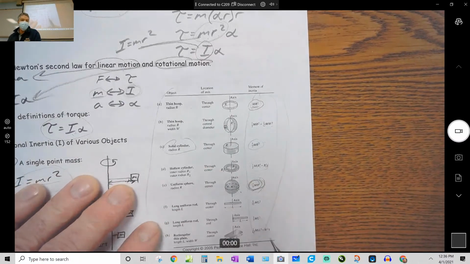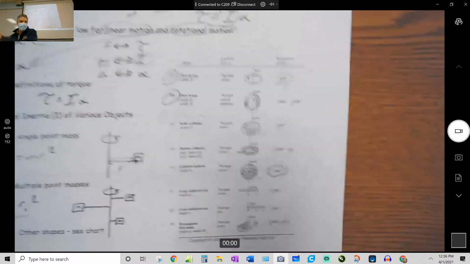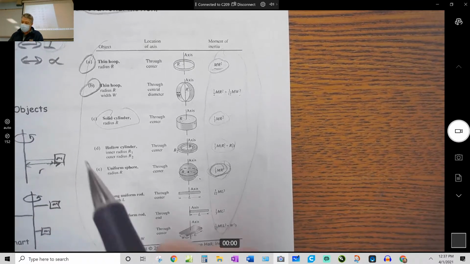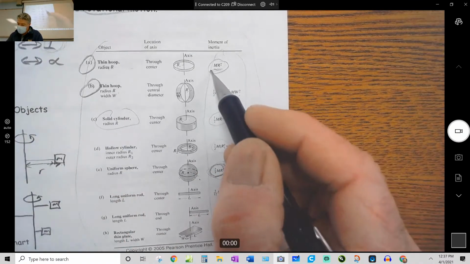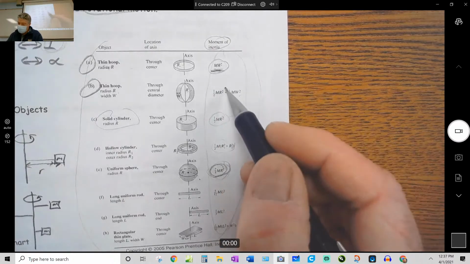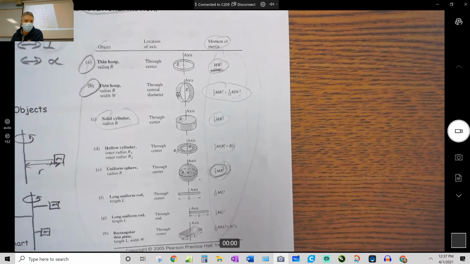Well, by the way, which one do I use? Do I use A or B? They're both, this is a thin hoop, this is a thin hoop. Is it mr squared? Is that the moment of inertia? Or is it 1/2 mr squared plus 1/12 mw squared? A or B? Which one?